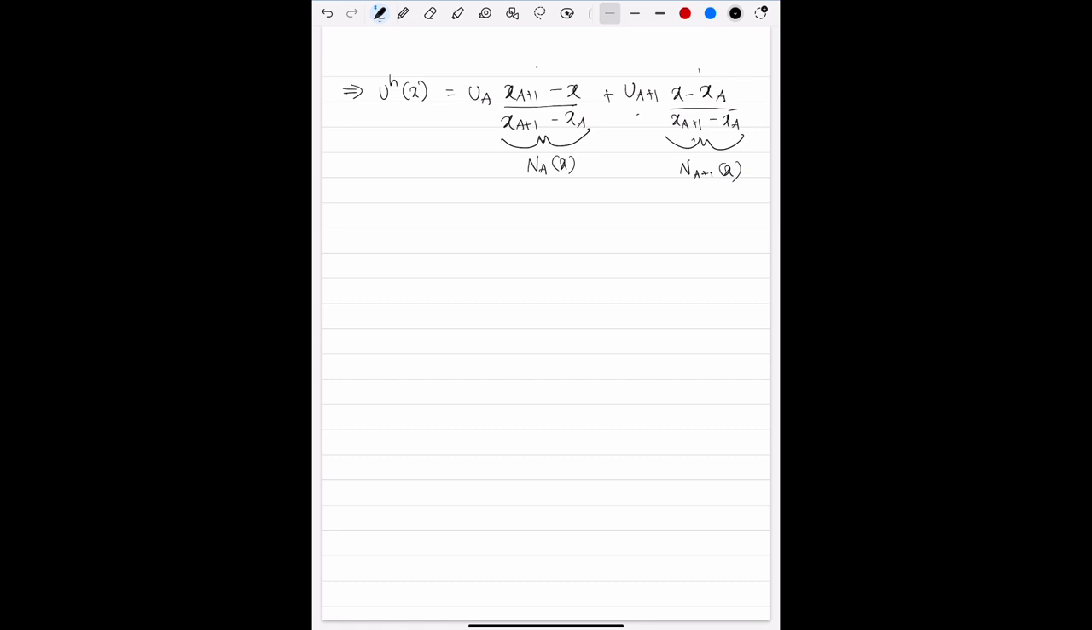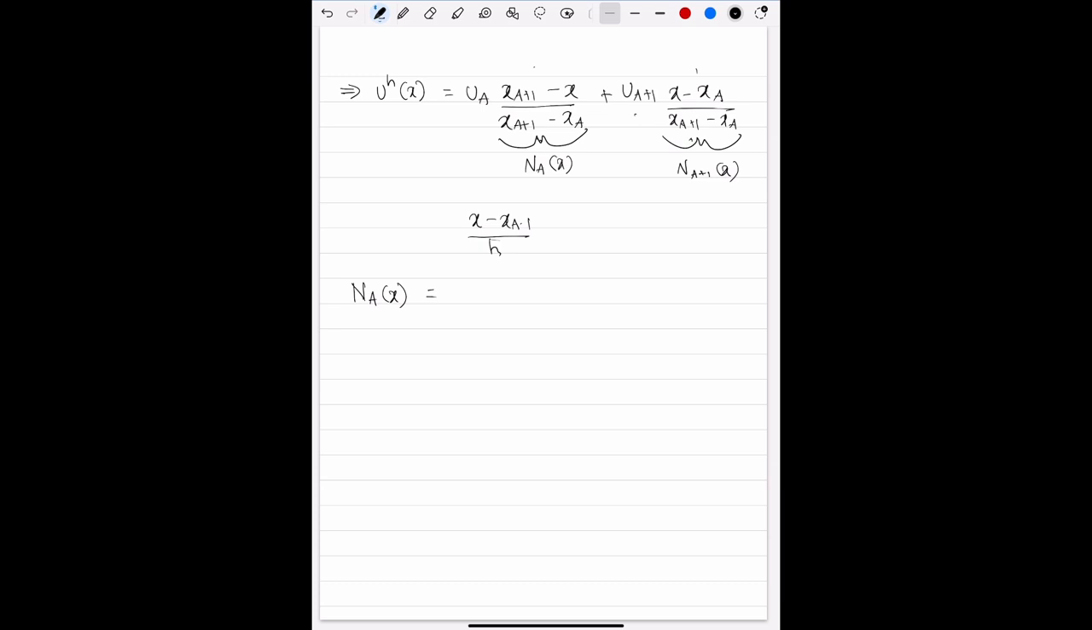Based on this relation, we can now define the basis functions for the piecewise linear finite element domain as N_A(x) is equal to (x minus x_{A-1}) divided by h_{A-1}. Here h_{A-1} is the width of the element number A minus 1, which is equal to x_A minus x_{A-1}.